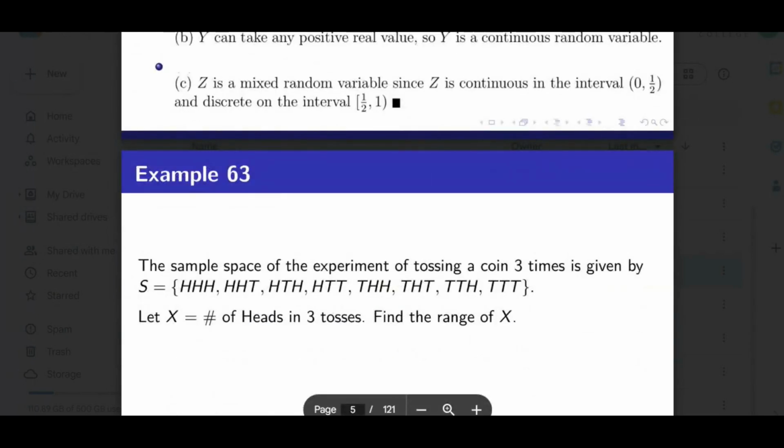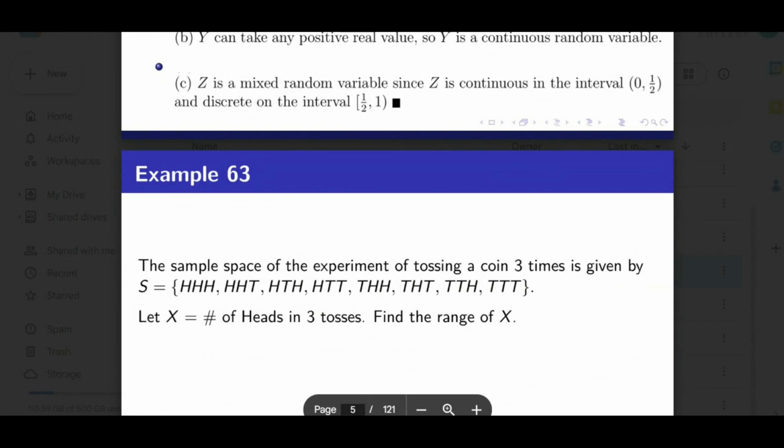This is a very easy problem. If you toss a coin 3 times, well, these are the things that can happen. This is a sample space. X is a random variable. Why? Because it's going to assign values to the things in the sample space. So if X is measuring the number of heads in 3 tosses, find the range of X.